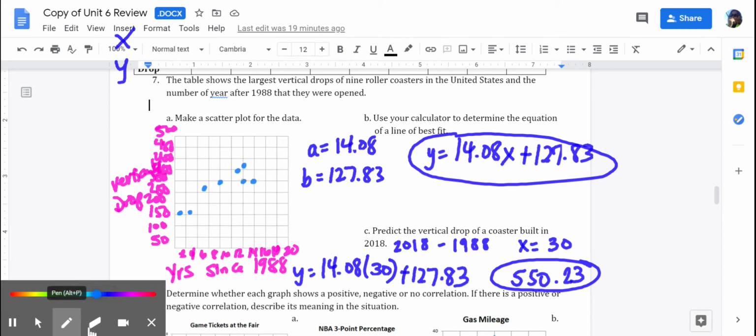Year 12, 255. Year 13, 255 again. And then year 15, 400. So that would be the scatter plot that goes along with my data. They're asking you to create a scatter plot. You only have to do what is given in the chart.